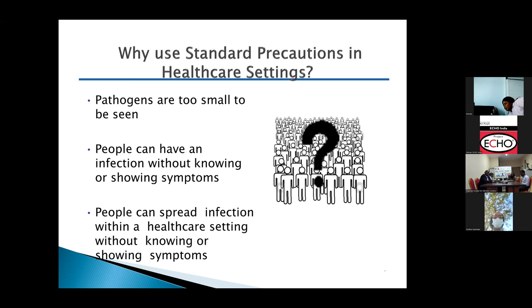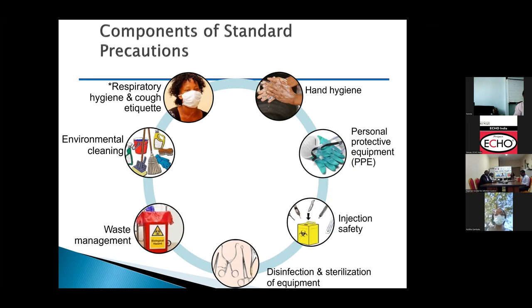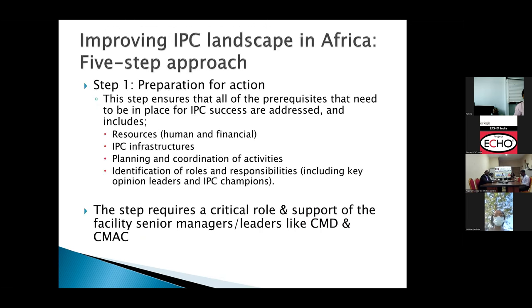Why use standard precautions in healthcare settings? Because the pathogens are too small to be seen. People have an infection without manifesting the symptoms. People can spread the infection within a healthcare setting without knowing or showing the symptoms. So these are the components of standard precautions: hand hygiene, personal protective equipment, injection safety, disinfection and sterilization of equipment, waste management, environmental cleaning, respiratory hygiene, and cough etiquette.